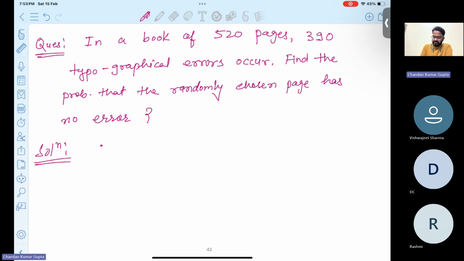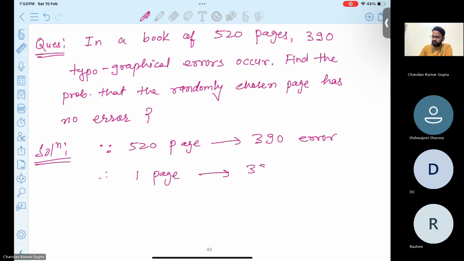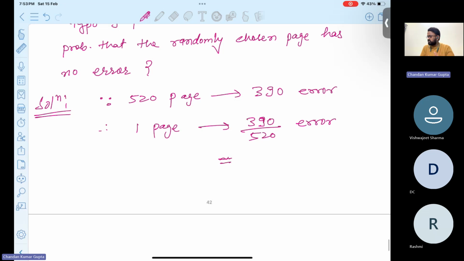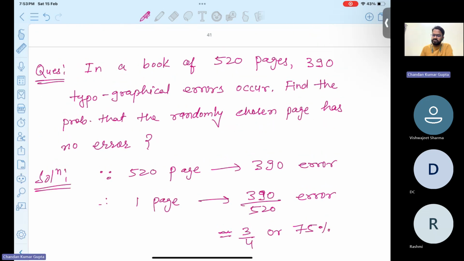Okay, since 520 pages contain 390 errors, so that means what? So one page contains 390 upon 520 errors. So this is a rate. That means 390 upon 520, which simplifies as 3 by 4, I think. Yes, 3 by 4 or 75%. That means we are given that on every page, there is a 75% chance that a typographical error occurs on the page. Okay. Now we need to calculate, since this error follows Poisson distribution, so let's start.